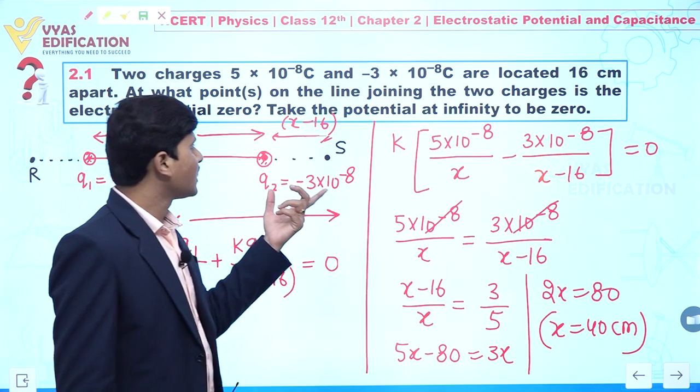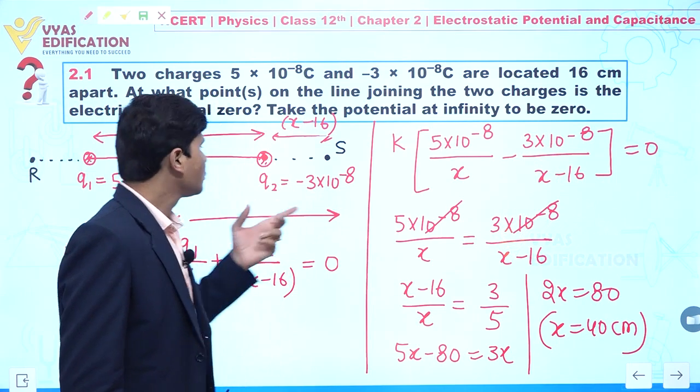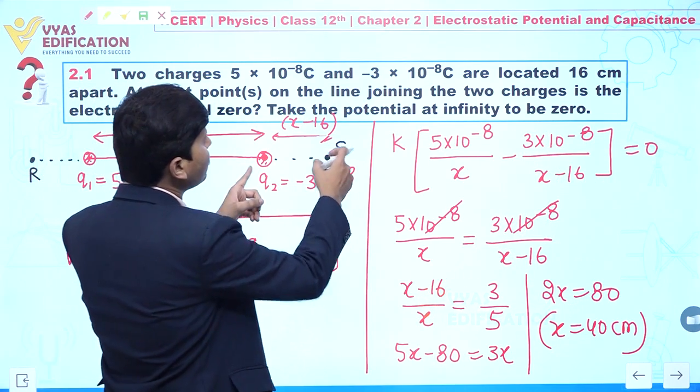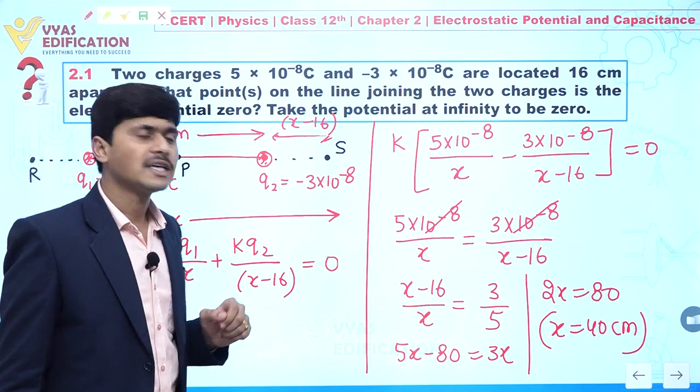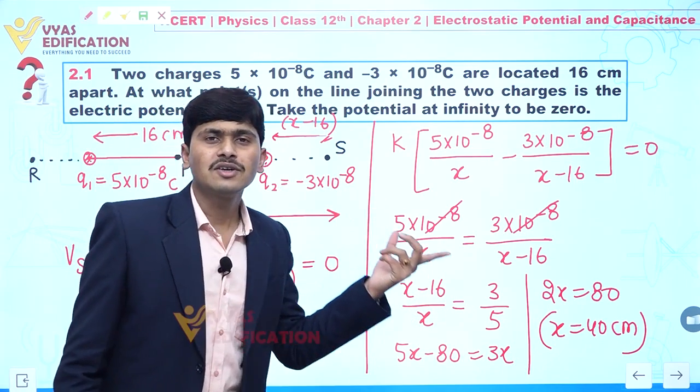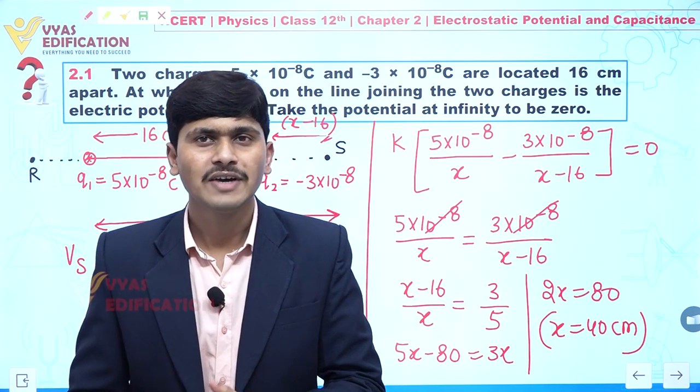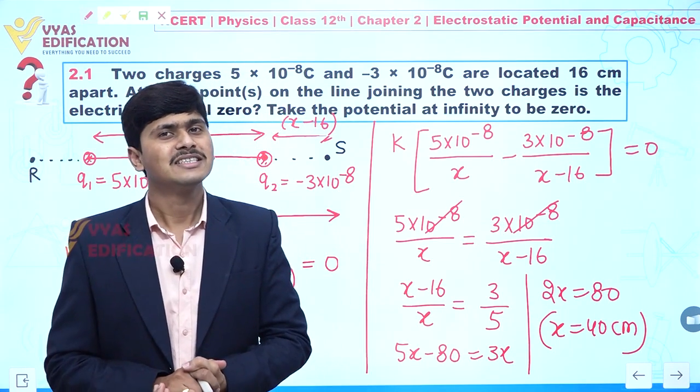Yes, and if it asks what is the distance from Q2, then from here 40 minus 16, it means 24 centimeter from Q2, clear. So like this you can calculate positions where we can find electric potential 0, clear.